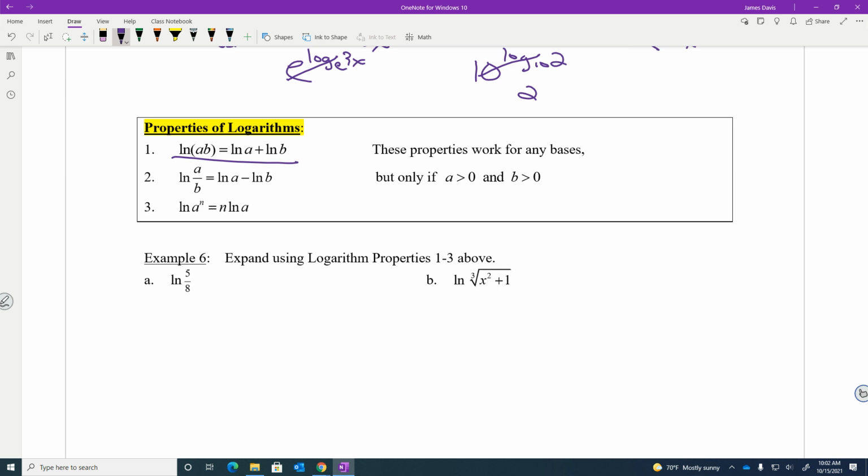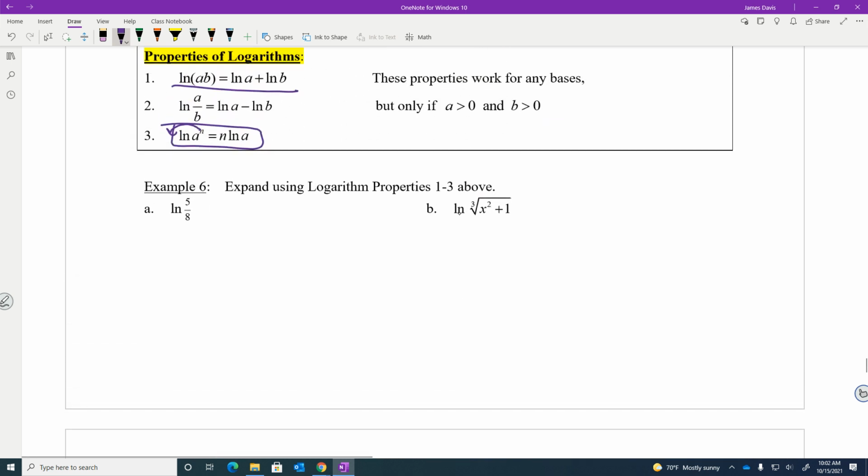One that we didn't see yesterday was this one here, whereas that if you have something raised to a power, you're actually allowed to bring that power down in front of the logarithm. That can come down to the front. And we'll look at a couple examples of these. So first one, the natural log of 5/8. So we're just going to expand this using this property here. So this would just be the natural log of 5 minus the natural log of 8. You just split it up right using the same base.